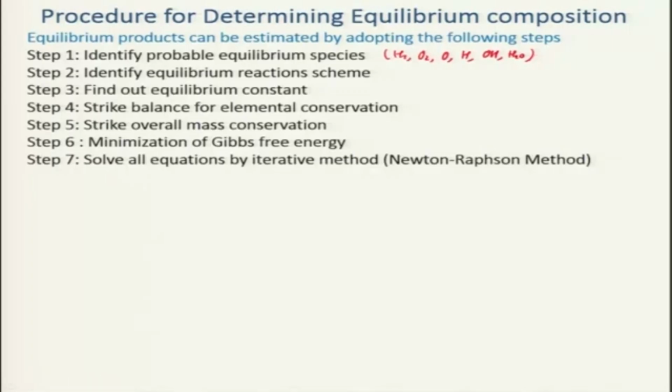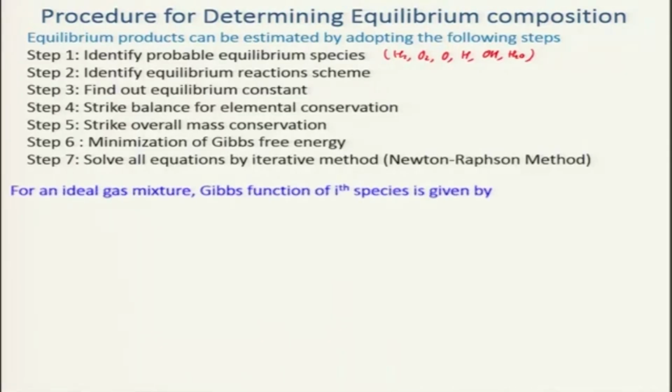Then we need to identify the equilibrium reaction scheme, for example, hydrogen and oxygen, and oxygen may react with H, and like that, and find out the equilibrium constants for each reaction, and strike a balance for elemental conservation, and strike overall mass conservation. Then we will have to find the minimization of Gibbs free energy and solve all these equations by an iterative method. Mostly people use the Newton-Raphson method, but you may use some other numerical method for solving these equations.